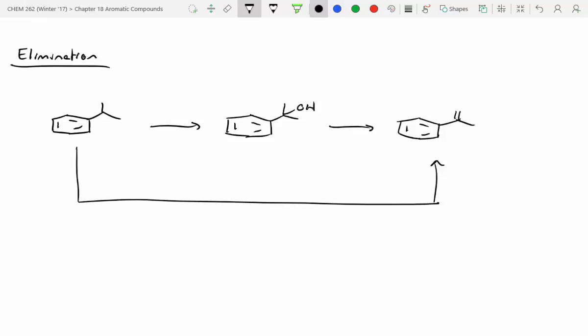Let's do the first route on top. So can we convert that benzylic position directly to an alcohol in one step? No. But we just said we can first brominate it by using NBS and heat. And then in step 2, what can we do? Water, right?